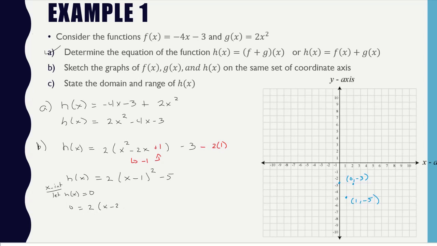Oops, sorry, that's a 1. So we'll add 5 to both sides. Then we'll divide by 2. And now we need to square root both sides. So we're going to get plus or minus the square root of 5 over 2.